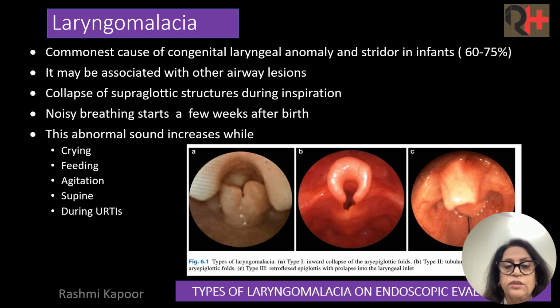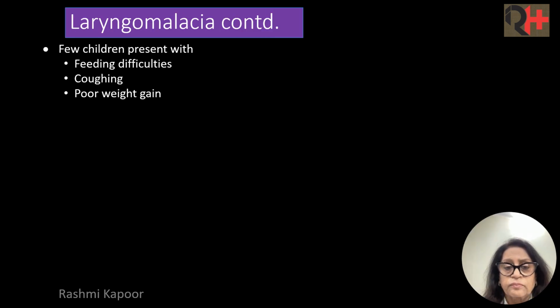It may be associated with other airway lesions. This is due to collapse of supraglottic structures during inspiration. Noisy breathing starts a few weeks after birth. This abnormal sound increases while crying, feeding, agitation, supine position, or during URTIs. These are the various types of laryngomalacia: type 1, type 2, and type 3, when the epiglottis folds completely inside the glottic opening. A few children present with feeding difficulties, coughing, and poor weight gain.